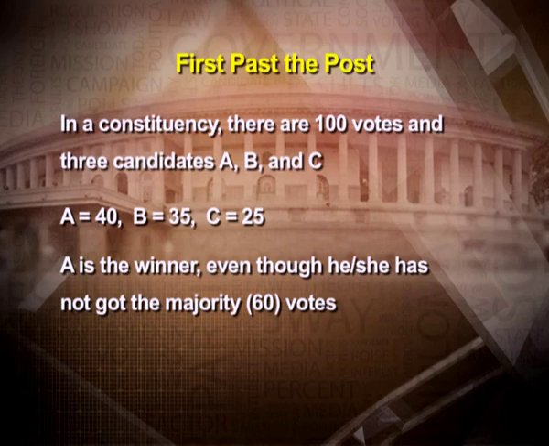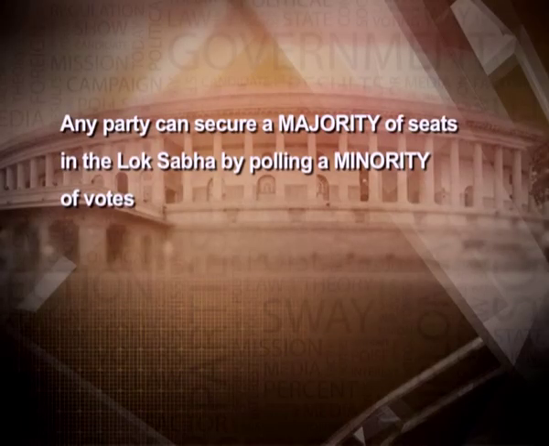But then if we look deeper, we will see that he has actually won with the help of minority votes. In other words, 60 people in the constituency did not vote for him. Only 40 people had voted for him. In other words, his or her victory is based on minority votes. So, a party can secure a majority of seats in the Lok Sabha by polling a minority of votes.